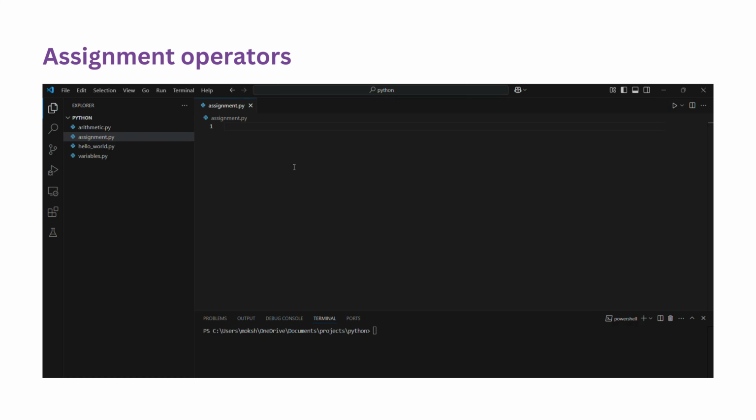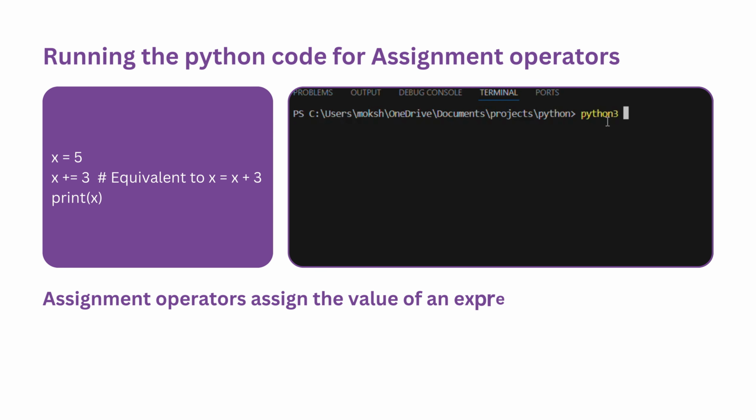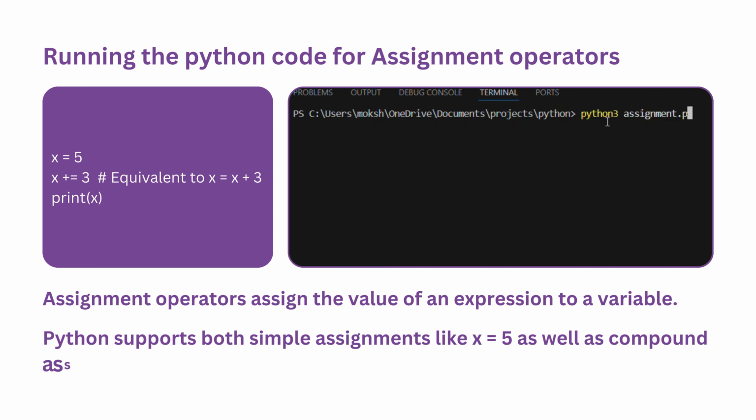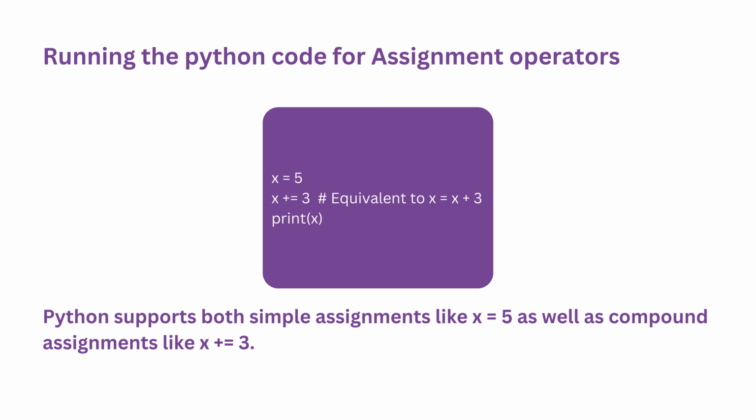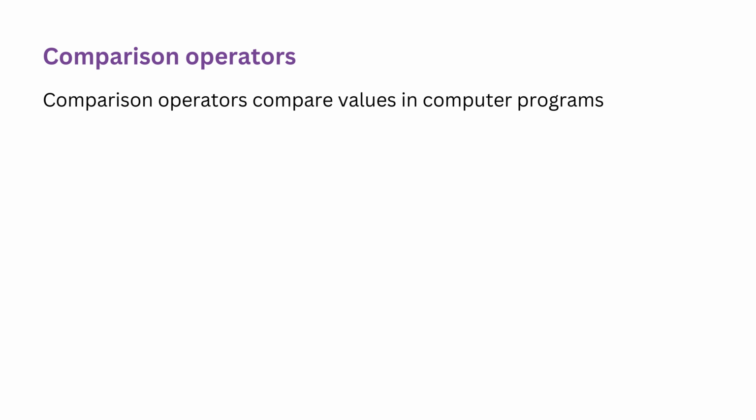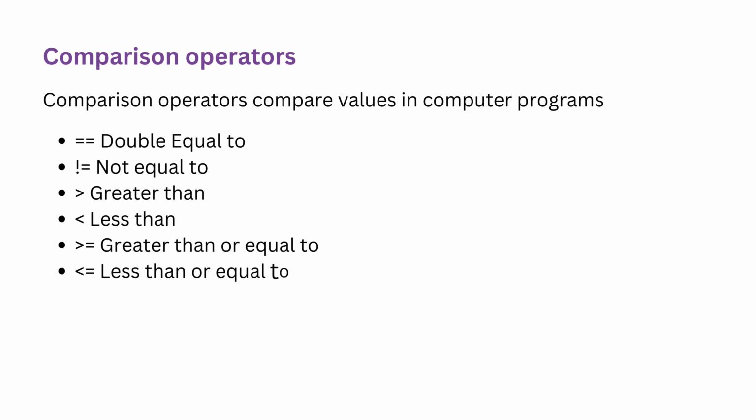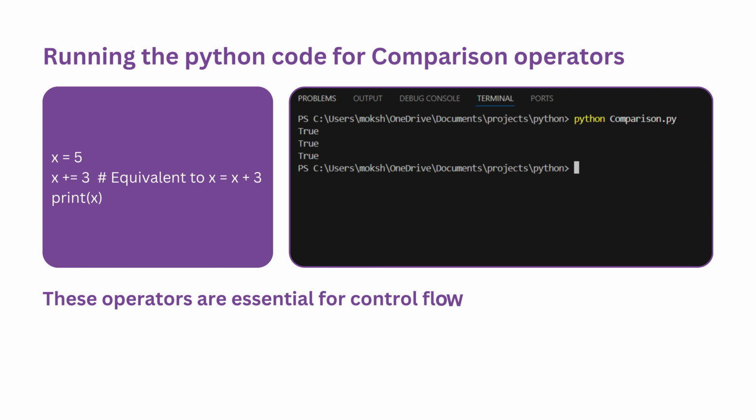Next, we have assignment operators. Assignment operators assign the value of an expression to a variable. These let you assign values to variables, and Python supports both simple assignments like x equals 5 as well as compound assignments like x plus equals 3. Comparison operators let you compare values using double equals, not equal to, greater than, less than, greater than or equal to, and less than or equal to. These operators are essential for control flow in your programs.